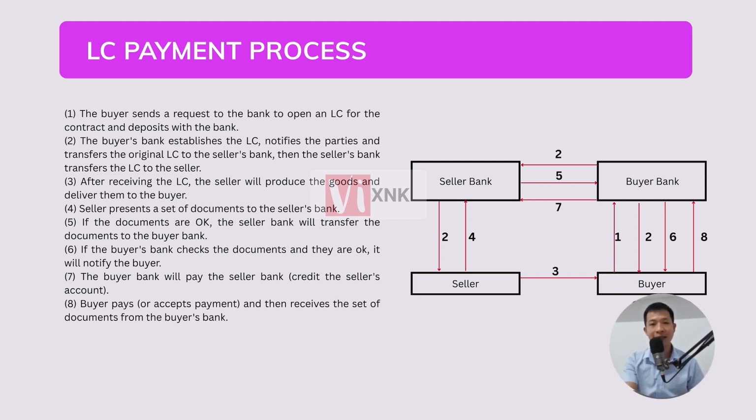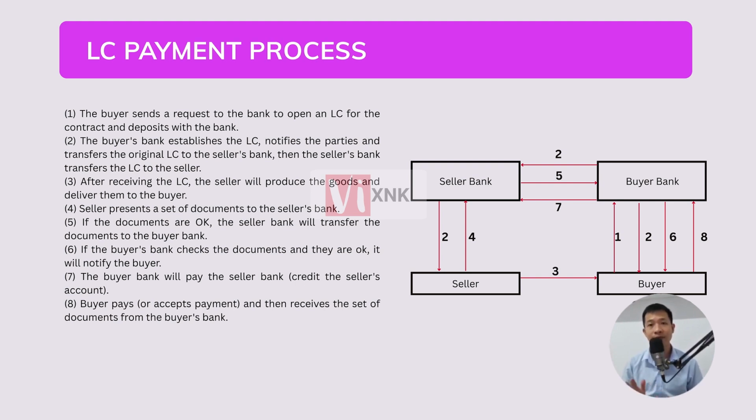Here, with an LC, there are only 4 parties involved. As you can see, the seller is the one selling and the buyer is the one buying. And there are 2 banks involved, so only 4 parties participate. In some cases, the banking process might involve an intermediary bank as well. But if we don't go too deep into banking operations, it's enough to just know there's a seller's bank and a buyer's bank.